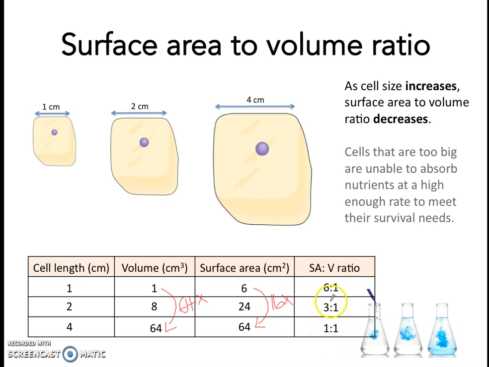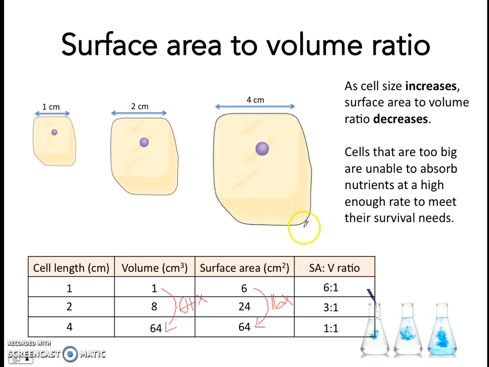Now what that means is that as cells get bigger, they are less able to absorb nutrients at a rate that is high enough to meet their own needs. As cells get bigger, the amount of cytoplasm increases very quickly, but their surface area cannot keep pace, cannot increase as much. So the cell becomes less able to keep itself alive.